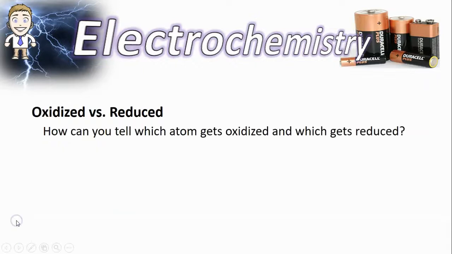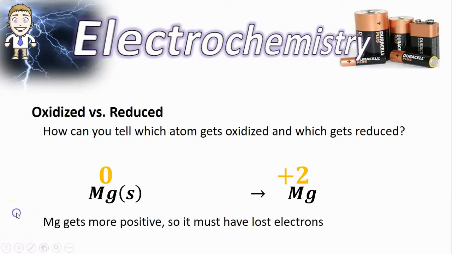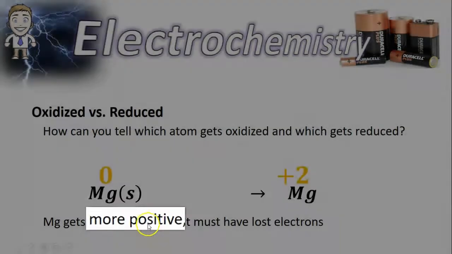So now back to our original question of how can you tell which atom gets oxidized and which atom gets reduced. To see how this works, let's bring back my magnesium and oxygen reaction one last time. You can see all the oxidation numbers are already assigned above each atom in yellow. What you've got to think about is each individual change. So we'll start with magnesium 0 changing to Mg plus 2. What type of change in electrons would allow magnesium to go from 0 to plus 2? And in this case, what's more important is that it gets more positive.